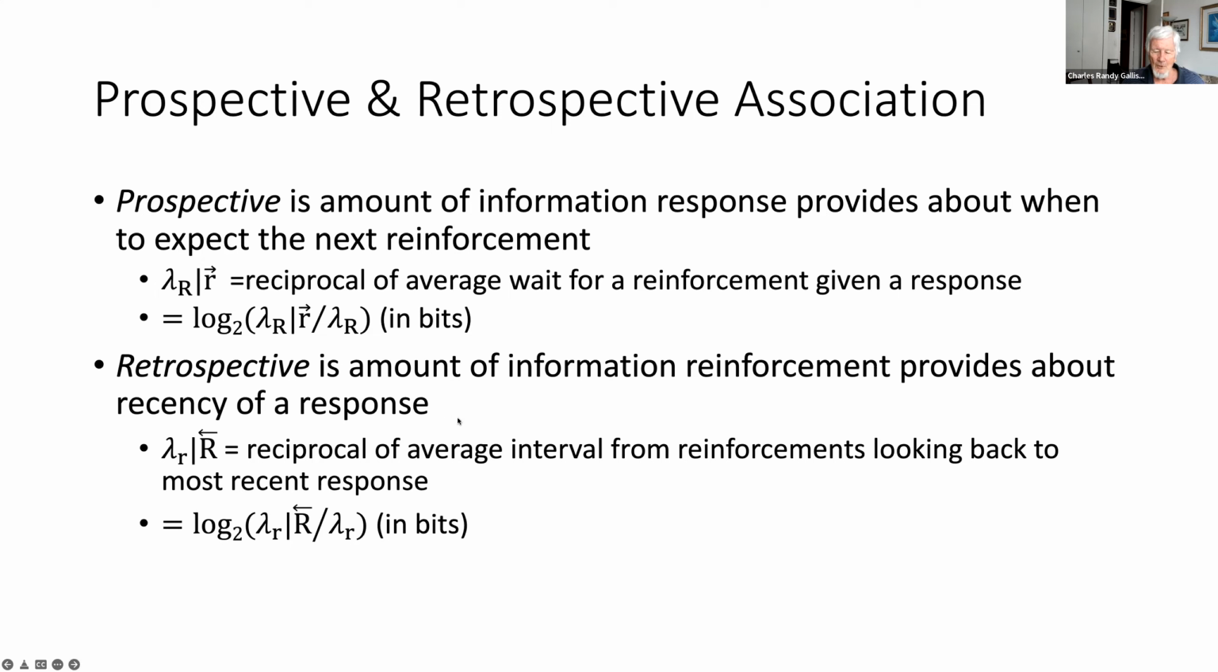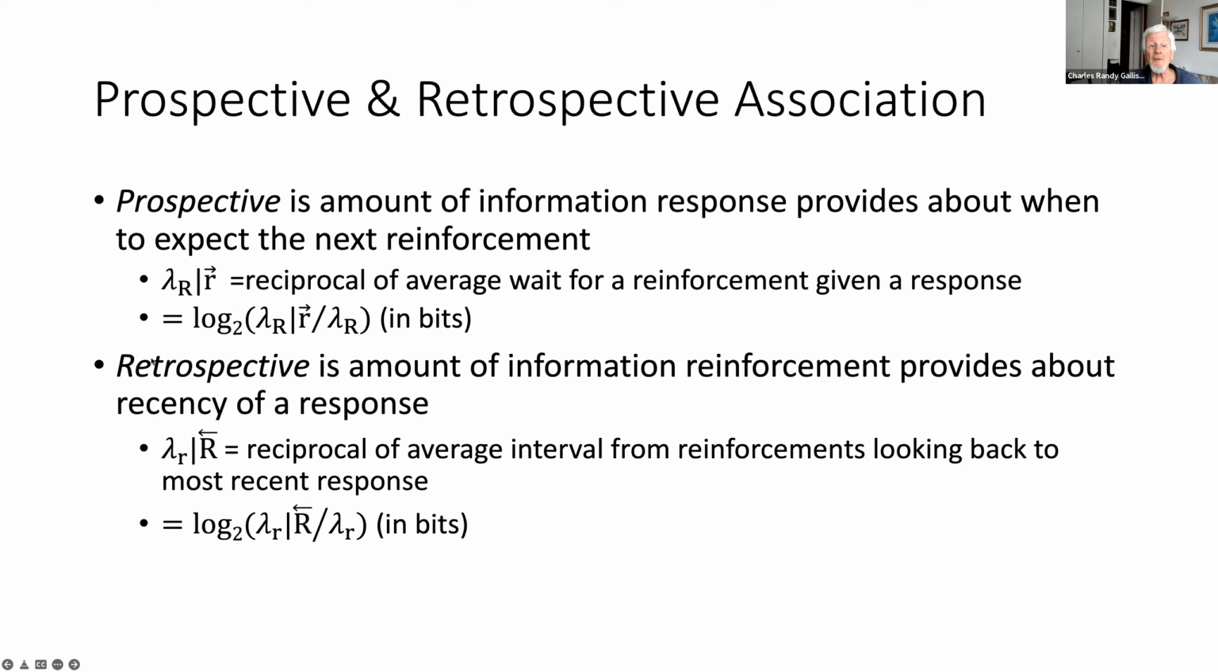How much does that reduce your uncertainty about the recency of the most recent response? If you look back through the record, does the recency of the most recent response look like what you would expect just because the animal is banging away at a certain rate? Or does it look much shorter than those intervals? Why? Because one of those responses finally triggered a reward.